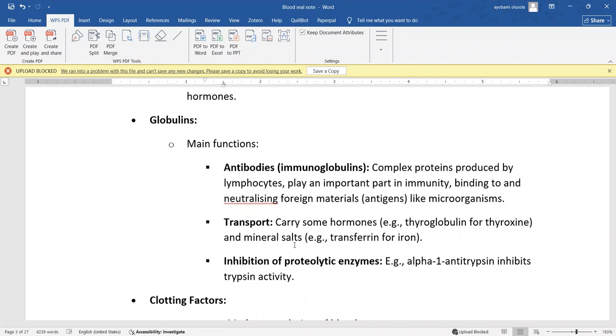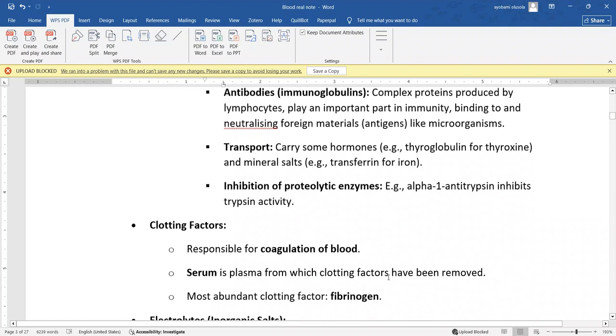Take for instance, thyroglobulin helps in the transport of thyroxine, while transferrin, which is an example of a globulin, helps to transport iron. Then some of them also inhibit proteolytic enzymes. An example is alpha 1 antitrypsin that inhibits trypsin activity.